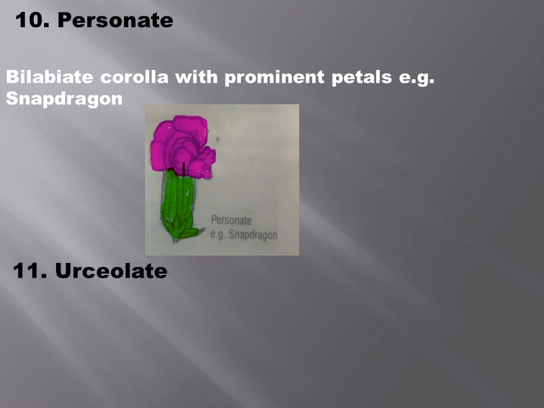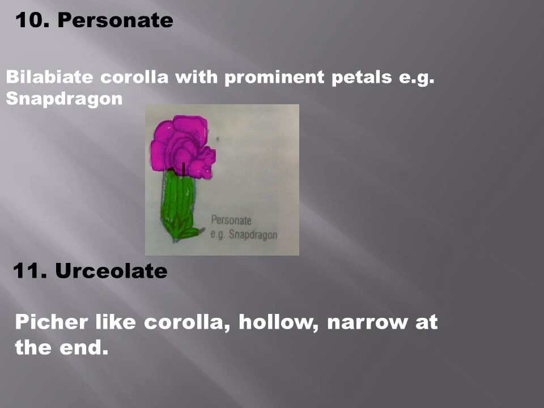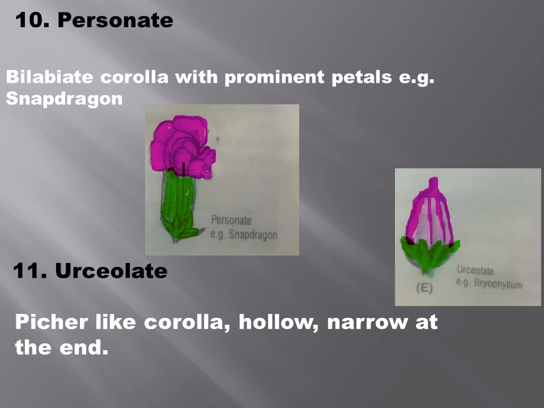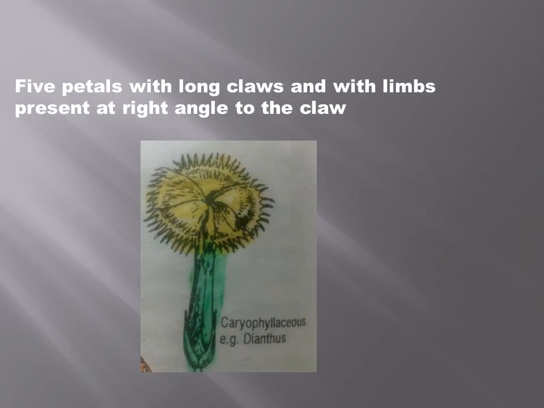The next type is urceolate. It is a pitcher-like corolla, hollow, narrow at the end. For example, in Bryophyllum, the urceolate type of corolla is present.